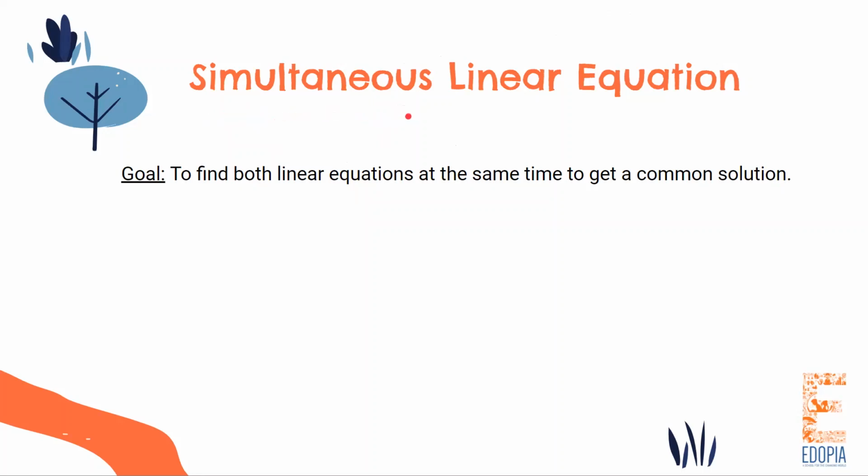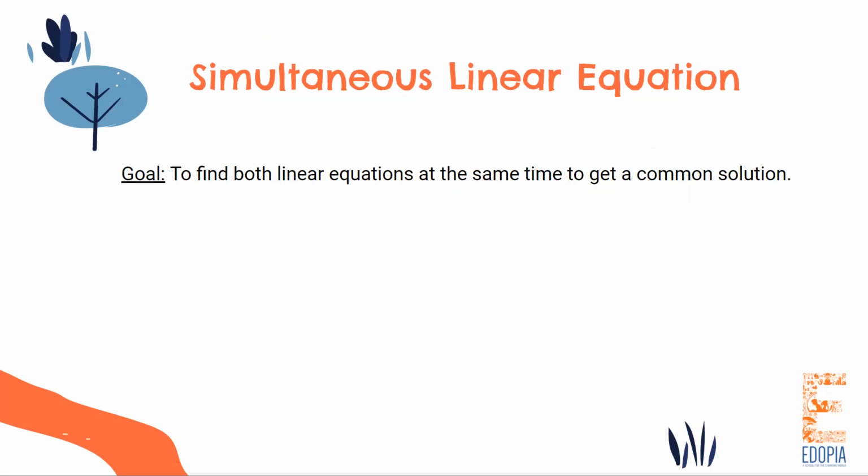Simultaneous means at the same time, and linear equation means we are dealing with sets of equations which are straight lines. Linear means straight line. Now our goal is to solve linear equations at the same time to get a common solution.